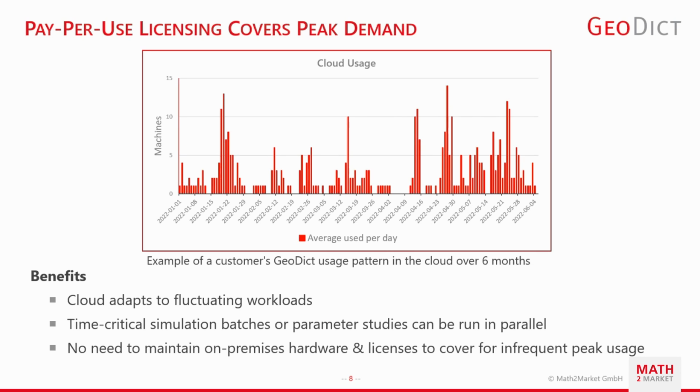And of course, the large advantage of the cloud is that it can easily adapt to these fluctuating workloads, because you get basically infinite compute. You get as much compute as you could want. And also, if a project comes up and there's a time critical deadline to run a large batch of simulations, of course the cloud can adapt to that demand, and all the simulations can be run in parallel and deliver results in a short time. And of course, you don't need to maintain on-premises hardware in order to be able to cover this potentially infrequent peak demand.